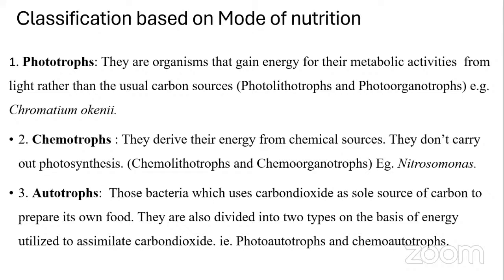The third category are the autotrophs. They use carbon dioxide as a sole carbon source to prepare their own food. And they are also divided into two types based on the energy they utilize to assimilate carbon dioxide: photoautotrophs that use light energy and chemoautotrophs that use chemical energy. So these are schemes of classification of bacteria in differentiating them from one another.